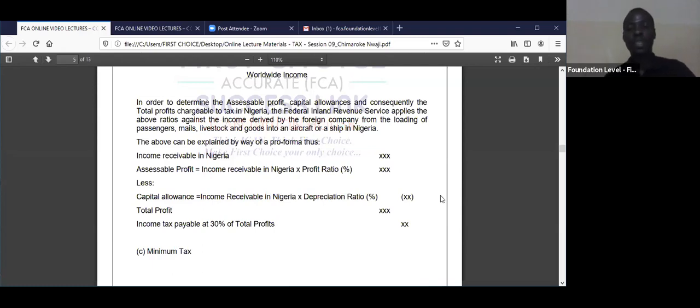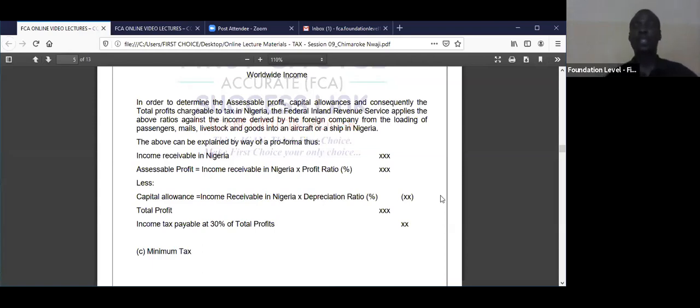What do I mean by bringing that? It means that if you have an 80% profit, which is your adjusted profit to your income worldwide, that will also go across board. Nigerian profits should be 80% of Nigerian income. Ghana profit will be 80% of Ghana income. So if the worldwide profit is 80% of the global income, it should maintain that ratio when it comes to Nigeria.